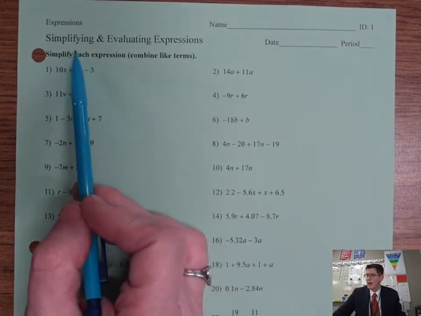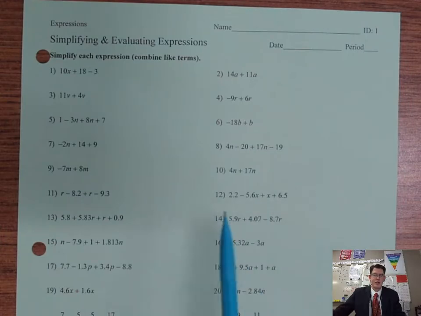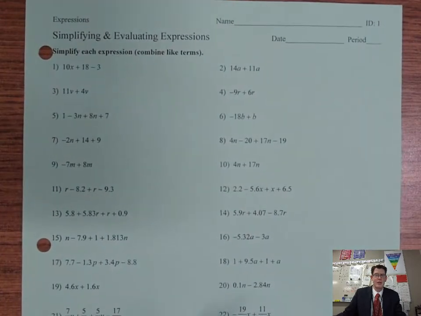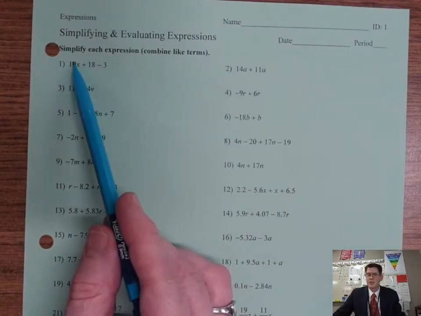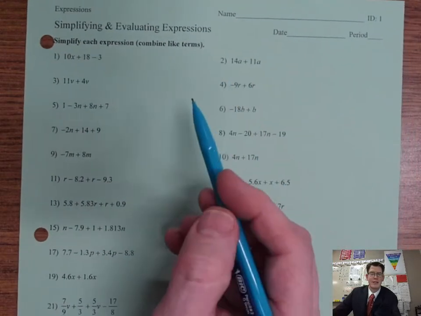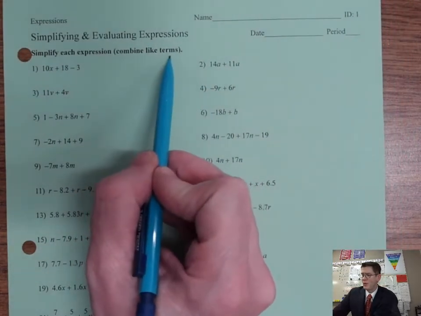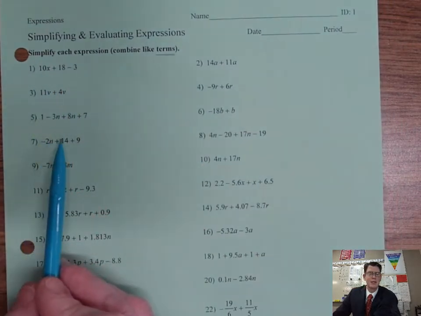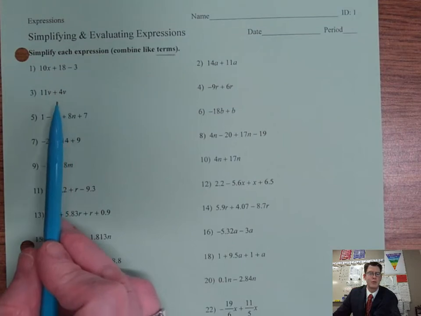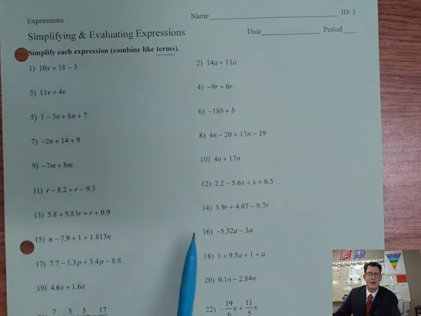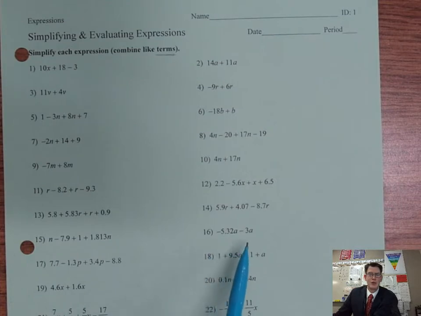We're going to simplify expressions on this front side, and then we're going to evaluate expressions on the other side. To simplify these expressions, we're going to be combining like terms, and that takes remembering what we're talking about. The terms are the items separated by plus and minus. There are 4 terms here, 2 terms there, 3 terms there, and 2 terms right here.